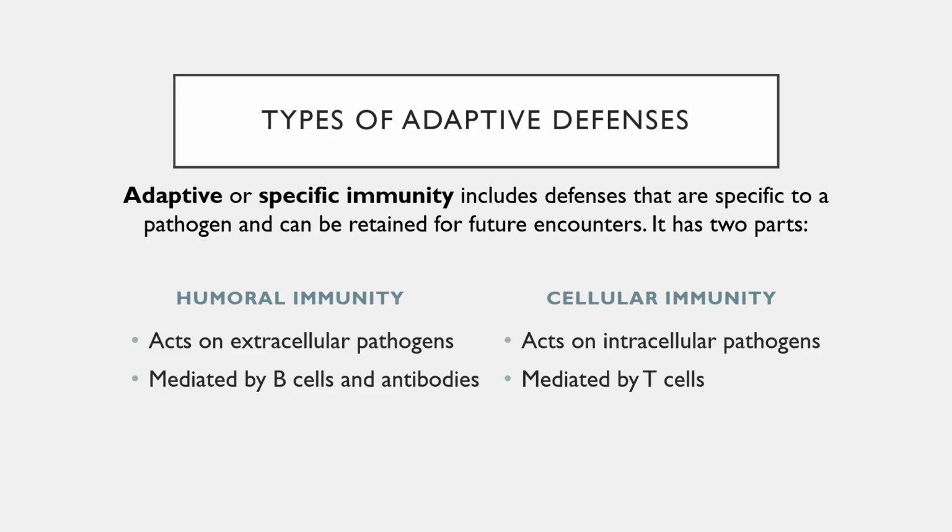Humoral immunity is primarily concerned with extracellular pathogens, so microbes that have invaded and are existing in areas outside of the cell. It is mediated by a special class of leukocyte called B cells, as well as antibodies. Cellular immunity, on the other hand, is dedicated to attacking pathogens that have invaded host cells, for example, viruses, and it is mediated by a different type of leukocyte called the T cells. So we're going to start by talking about humoral immunity, and then we're going to move on to cellular immunity.